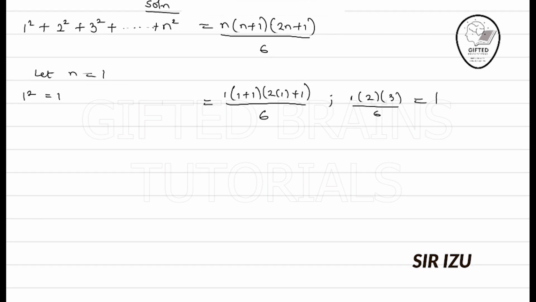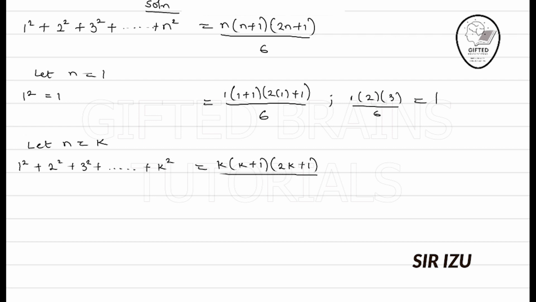The next thing we do is move to step 2. In step 2, we say let n be equal to k. If n is equal to k, what we have is 1 squared plus 2 squared plus 3 squared, on and on till we get to k squared, and that will give us k(k plus 1)(2k plus 1) all over 6. And then lastly, we move to step 3.